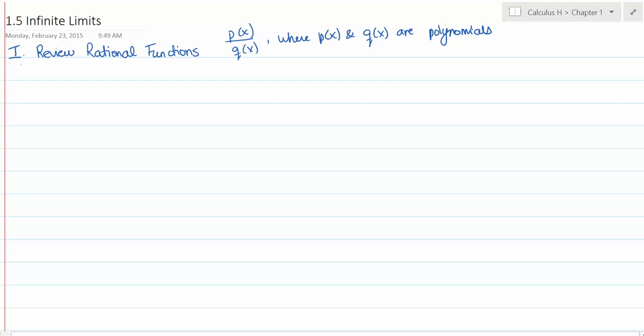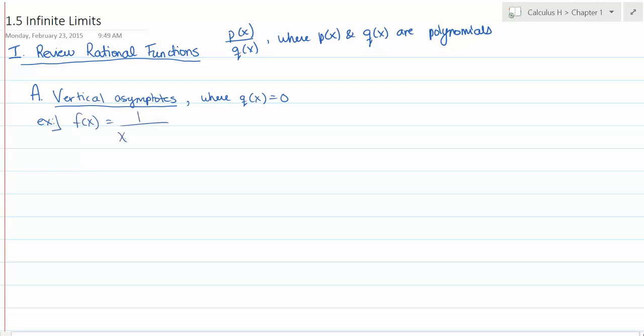Okay, so as we talk about rational functions, we need to look more specifically at the idea of vertical asymptotes and also horizontal asymptotes. Vertical asymptotes are going to be what make your denominator equal to 0. So I'm going to say where q of x equals 0. So for example, if I gave you the function f of x equals 1 over x minus 2, you know you're going to have vertical asymptotes at x equals 0 and x equals 2.